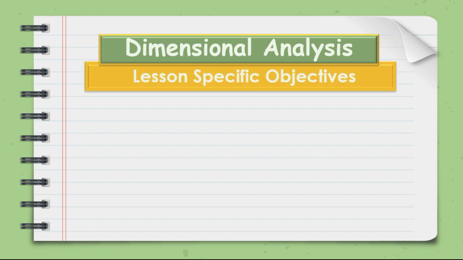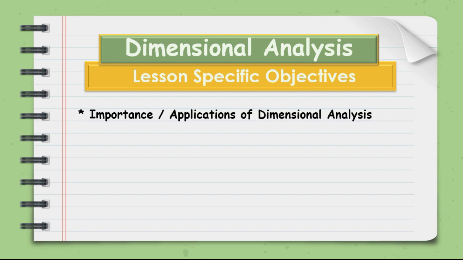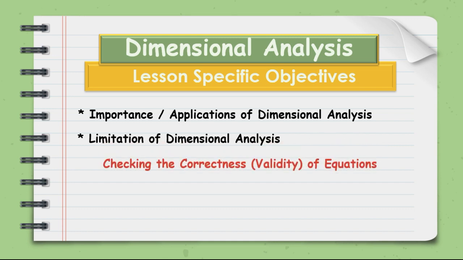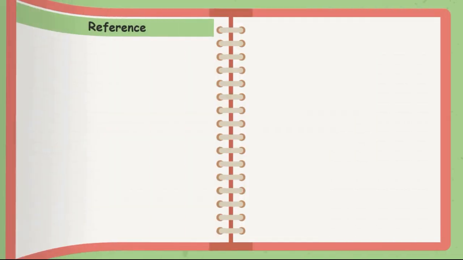Today, the lesson specific objectives will be to look at the importance, otherwise, the application of dimensional analysis. We also take time to look at the limitations as far as dimensional analysis is concerned. Then, out of the importance of dimensional analysis, we'll focus on the first one, and that will be checking the correctness or the dimensional validity of equations. So that will be the lesson for today.